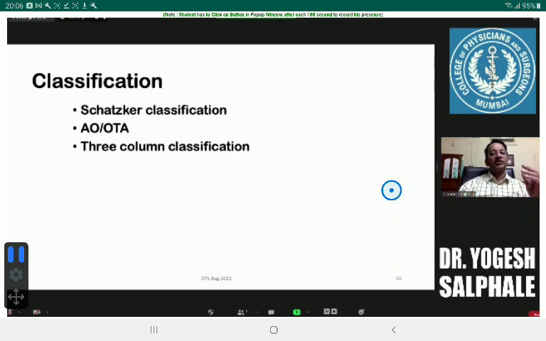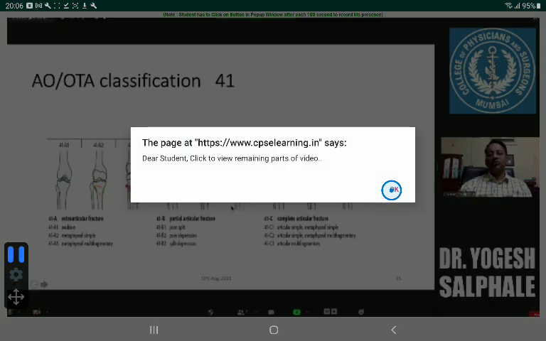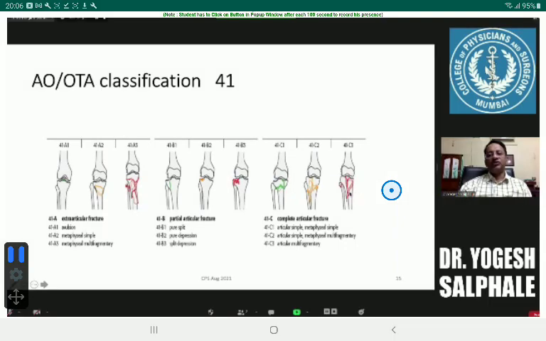So we have the classification of Schatzker, which we have studied, and the AO-OTA classification, which has been popularized for quite some time. But now there is a three-column classification, and by the time you pass out, there might be one or two more. The AO-OTA classification is basically extra-articular, partial articular, and complete articular. And depending upon the severity, it keeps on changing. So we have a simple one to a more complex one, which is the 41C articular multifragmentary.